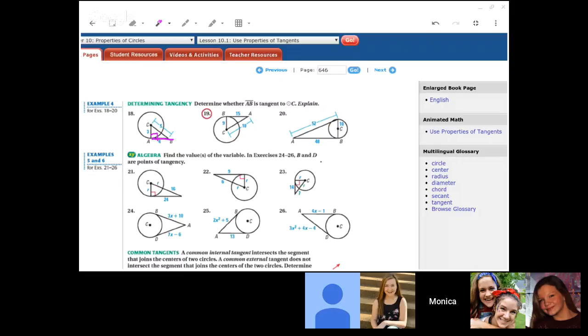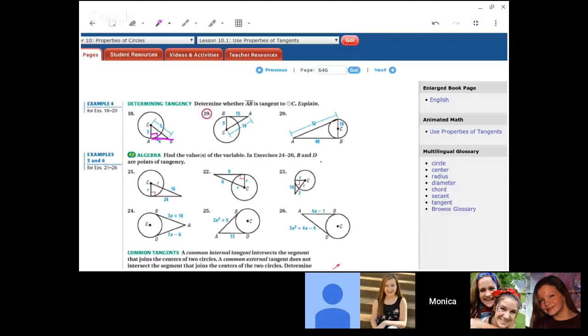Okay, so whatever segment you're looking at on these 18, 19, and 20, you're looking to see if segment AB is tangent. That means it has to meet the circle at a 90-degree angle. So you have 3 separate triangles, right? On each problem, you have 1 triangle. You have to do your a squared plus b squared equals c squared, and then see, does it really equal?